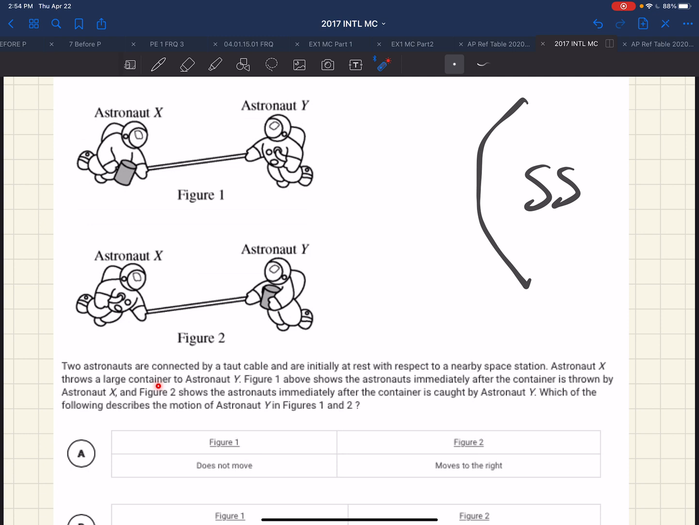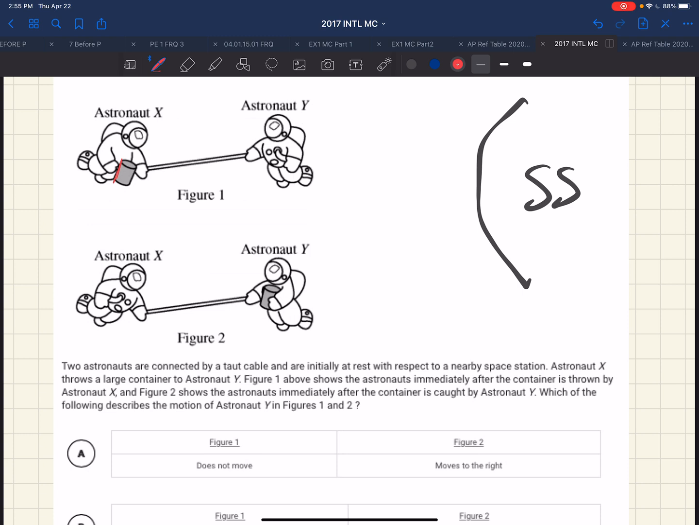X throws a large container to astronaut Y. That makes sense from our interpretation of the picture. Figure 1 shows the astronauts immediately after the container is thrown. So I think what this means is they're trying to imply and depict that he has just thrown this and it's no longer in contact with his hand.